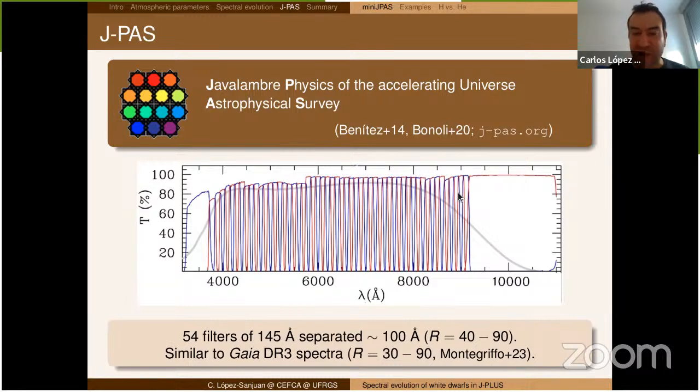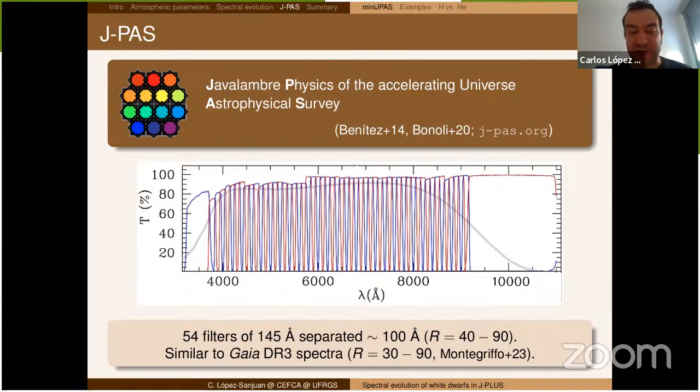They are separated by 100 angstroms, so you have a continuous coverage of the optical spectra, providing a resolution between 40 and 90. This is complemented with 2 broadbands, one in the blue and one in the red. So we have two extra points, and also an additional detection band, the I band, that is much deeper, just to perform the detection and the forced photometry.